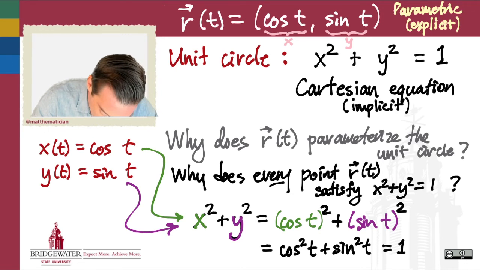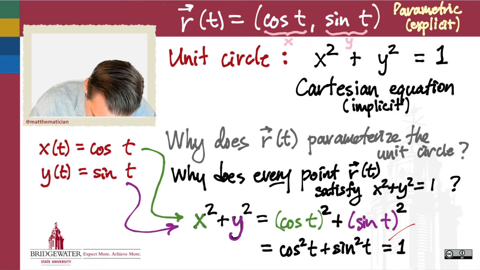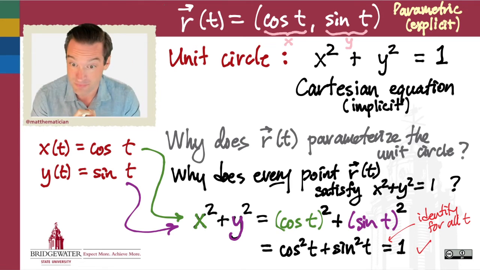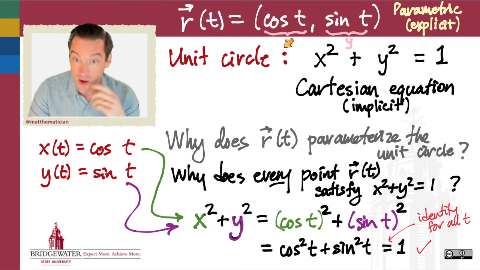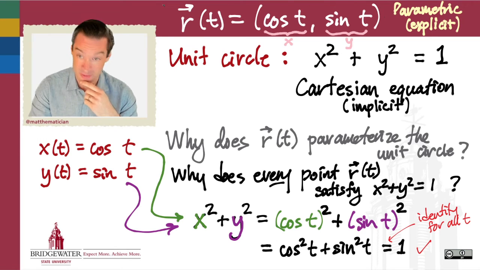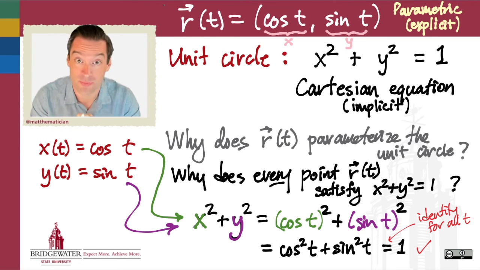And that's one of the places where trigonometric identities are going to come in handy, right? This is an identity for all t. And so it ends up checking out, right? That all of the points which can be described by x being the cosine of some t and y being the sine of that same t, all points that have that description do lie on the unit circle, x squared plus y squared equals 1. Because this squared plus that squared is always equal to 1 regardless of what the value of the parameter t is.